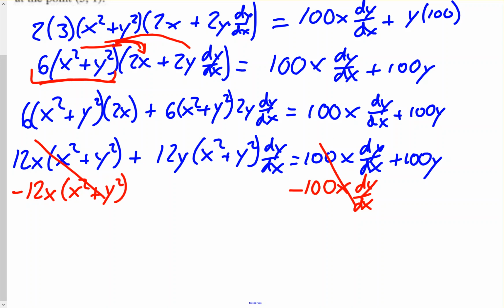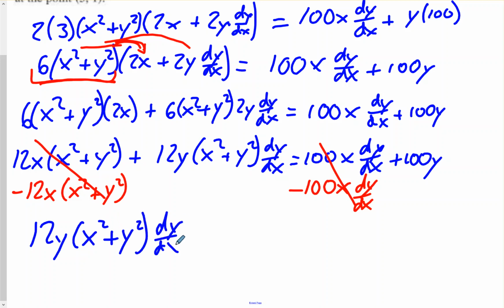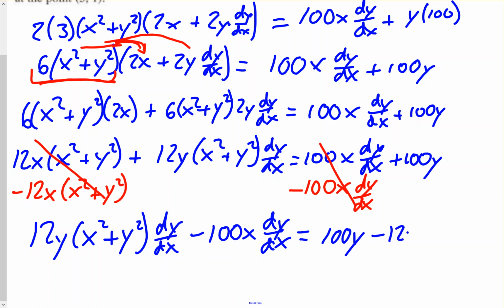Okay, so we got 12y times x squared plus y squared dy dx. The minus 100x will join it, so minus 100x dy dx equals, we're left with the 100y, and then the minus 12x, that'll join it on the right, times x squared plus y squared.